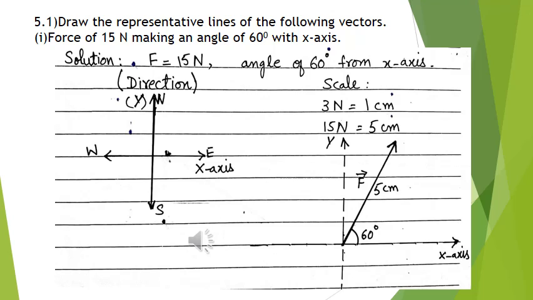So secondly, for drawing this, draw x-axis and y-axis using protractor. Mark 60 degree on these x-axis and y-axis plane. After taking 60 degrees from your protractor, draw a line of length 5 centimeter of 60 degree on your paper so that you can draw 15 Newton force with angle of 60 degree with x-axis.